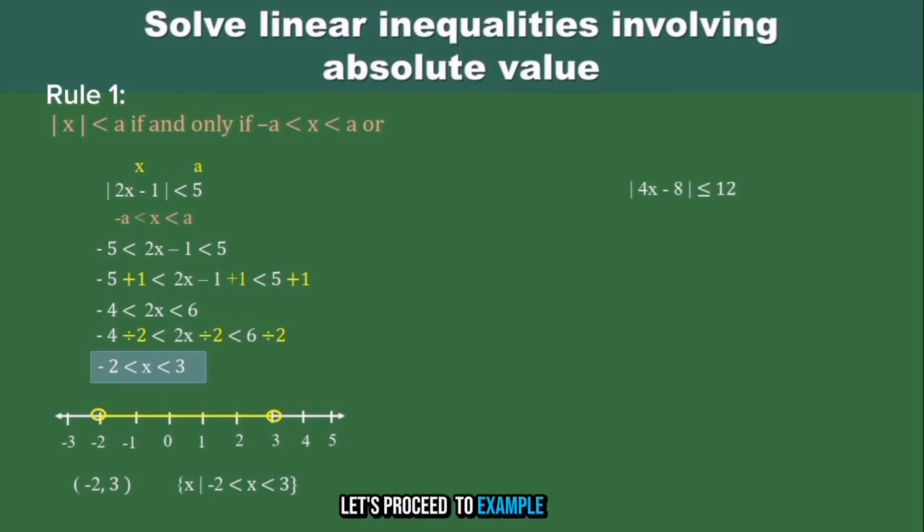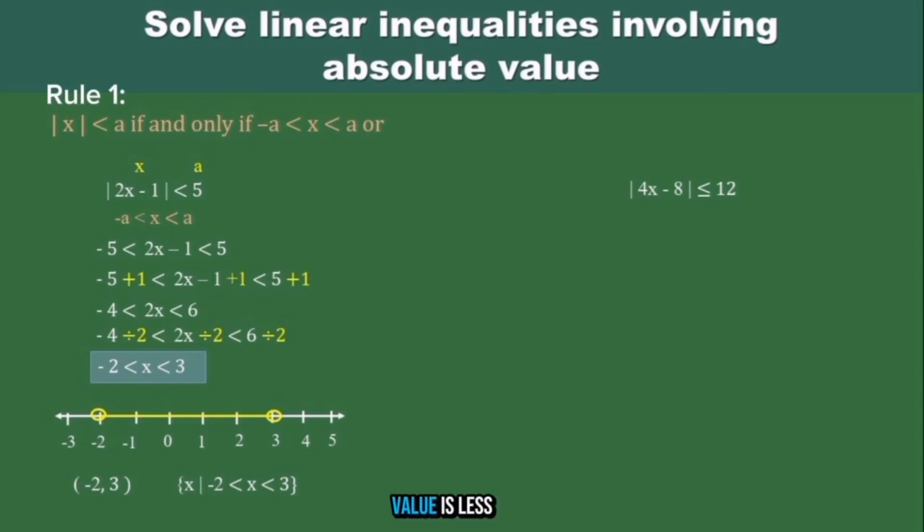Proceed tayo sa example 2. We have an example, absolute value of 4x minus 8 is less than or equal to 12. So meaning to say, we want to find all the values of x that make the distance between 4x minus 8 and 0 less than or equal to 12.